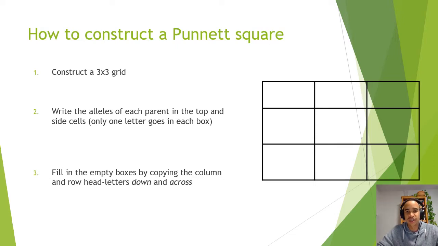Okay, so how do we make a Punnett square? What's the first thing we need to do? The first thing is we need to make this grid, so a 3 by 3 grid, with 9 squares. And what we do is we write the alleles of each parent in the top and the side. And we only put one letter in each box.